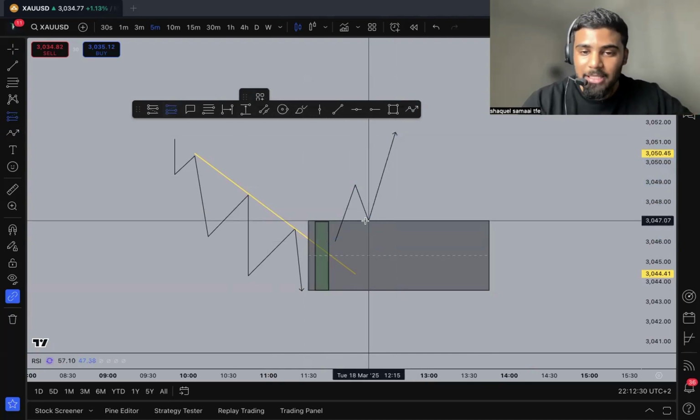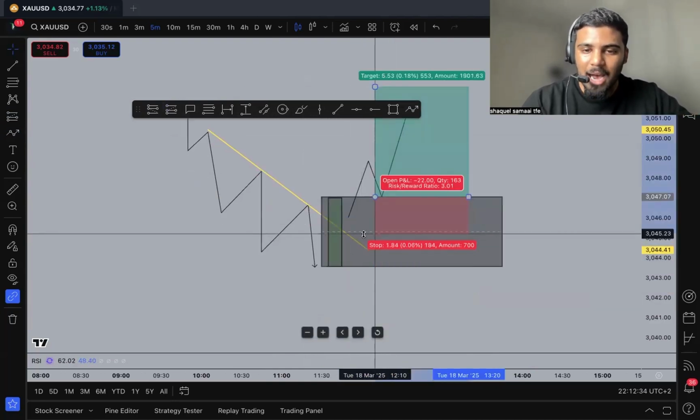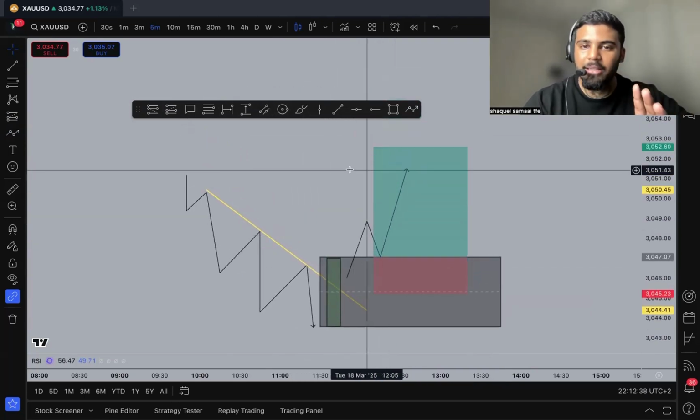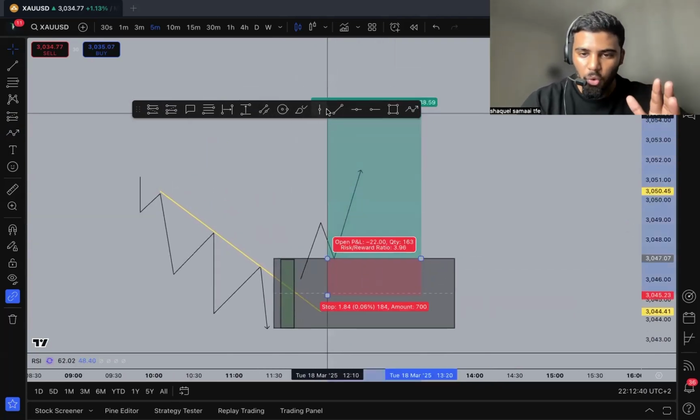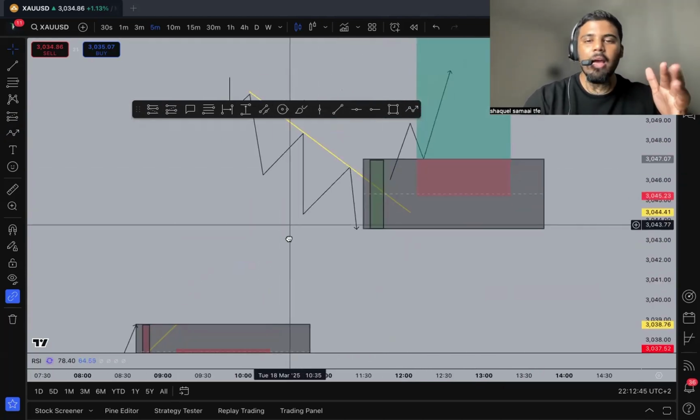Now, your entry is going to be right here. Your stop loss will be exactly under the middle line. It's that simple. And we're going to take it for a 1:4. That is what we're going to do for a buy. So a sell setup will look like that and the buy setup like that.